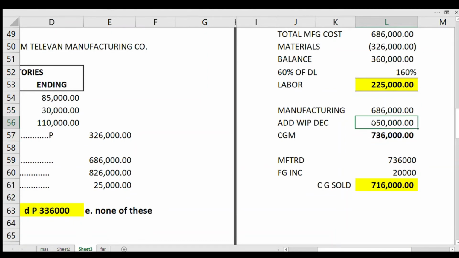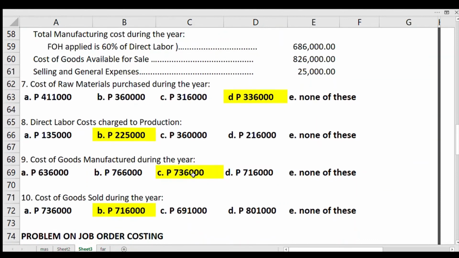If there was a decrease in work in process, that means to say that a part of your work in process was finished. So it would become part of your cost of goods manufactured. Okay, that's the simple explanation for that. Don't forget, if there is a decrease in work in process, that means a part of our work in process was finished. So it will now be part of our cost of goods manufactured. Okay, 736,000. So that's the explanation for the 736.